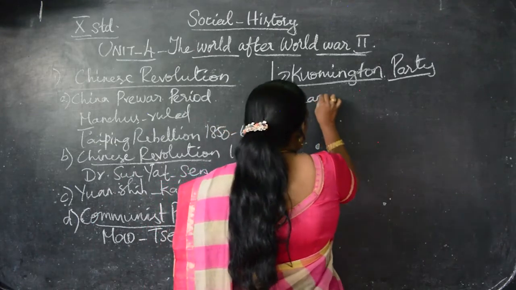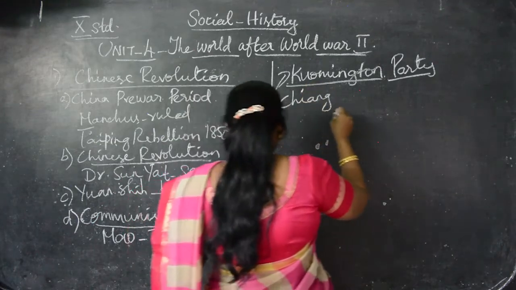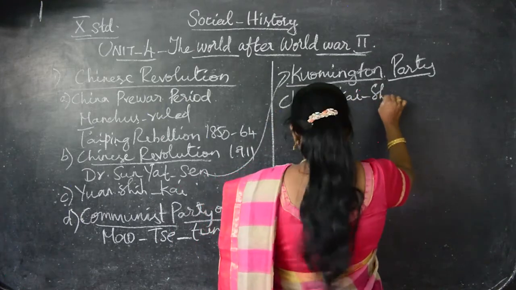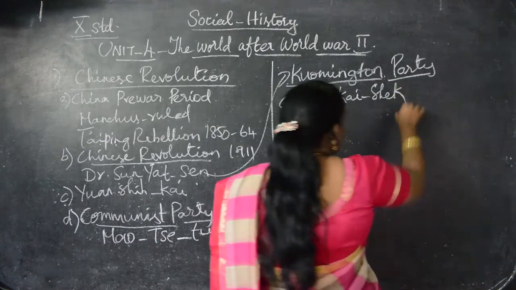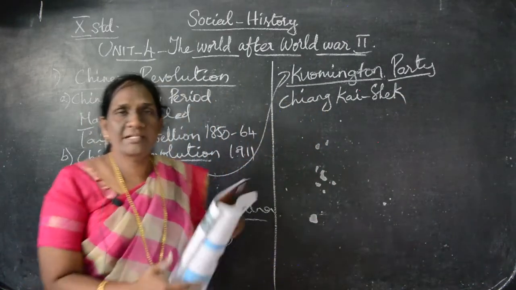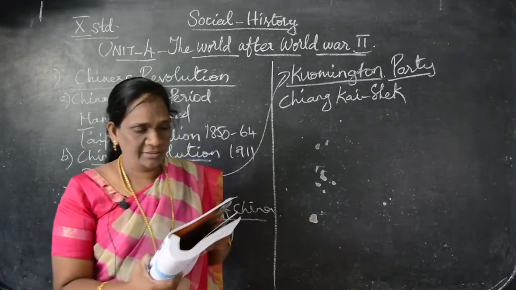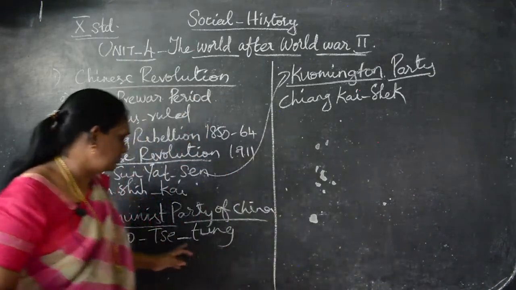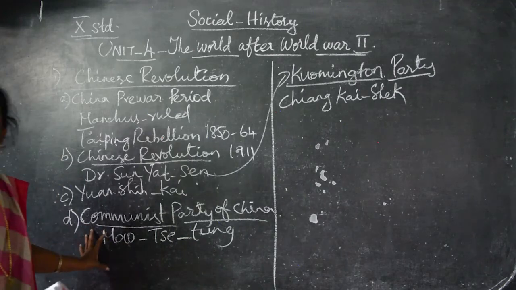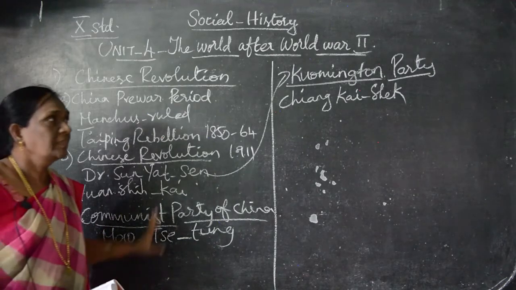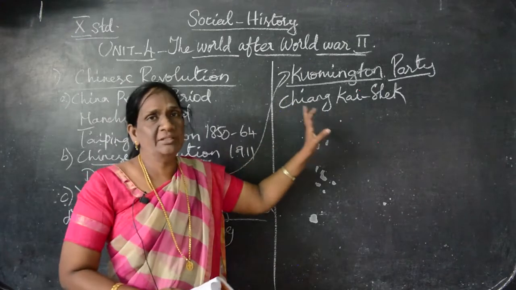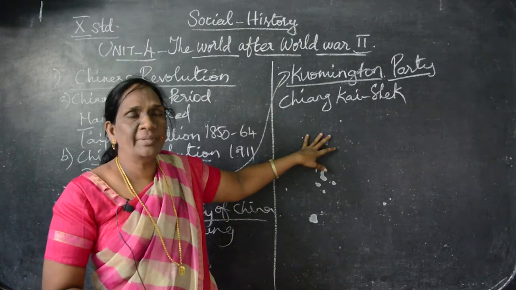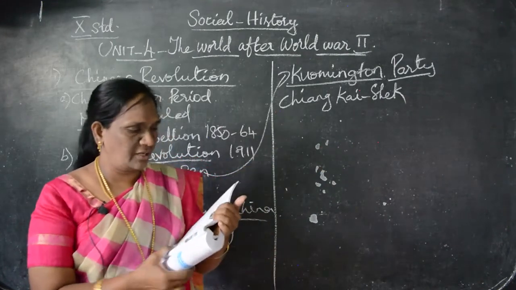Pronunciation la nalla purinjikkanum pillaingala. For that, you have to have your textbook. Chiang Kai-shek. He became the next leader of the Kuomintang Party. Understand? While the Communist Party was under Mao Se-tung, I told you that Communist Party ku yaar leader irundhathu? Mao Se-tung. Kuomintang Party yaar kondu vandhathu? Dr. Sun Yat-sen, but he died. So avarukku appuram yaar idha form panni nadathanadhu? Chiang Kai-shek. Understand? Confuse agakudadu.